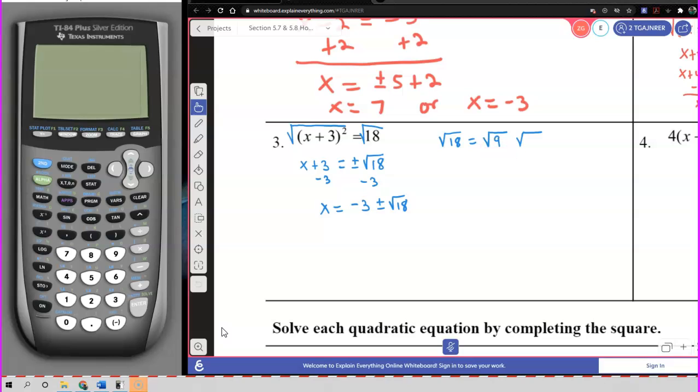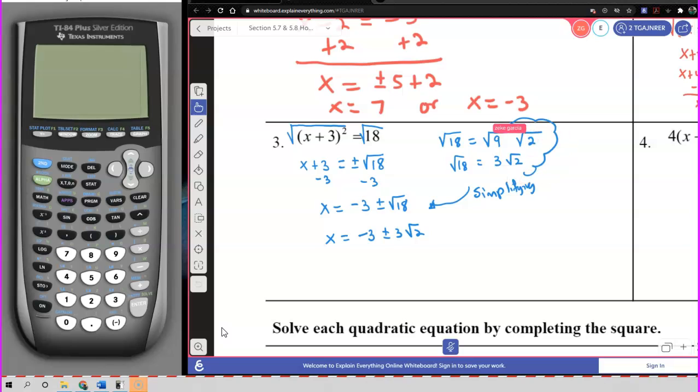So for example, the square root of 9 times the square root of 2 gives you 18, but we know that the square root of 9 is 3. So square root of 18 simplifies to 3 square root of 2. I know that in the instructions it said to simplify. So it's negative 3 plus or minus 3 square root of 2. Just make a note, I'm simplifying right here.